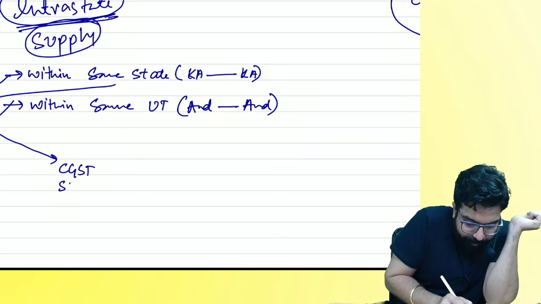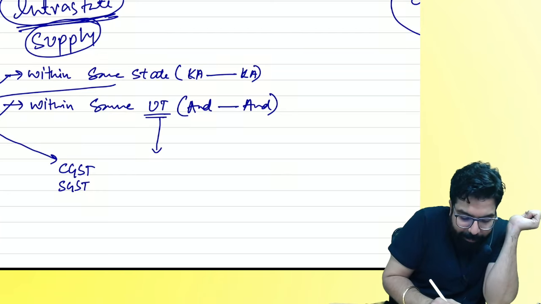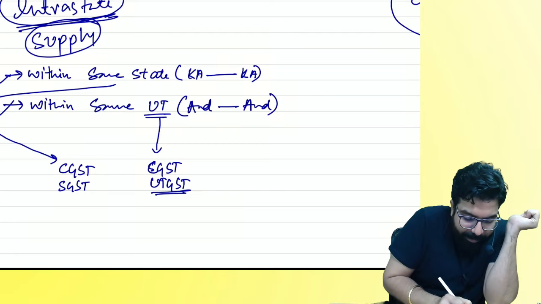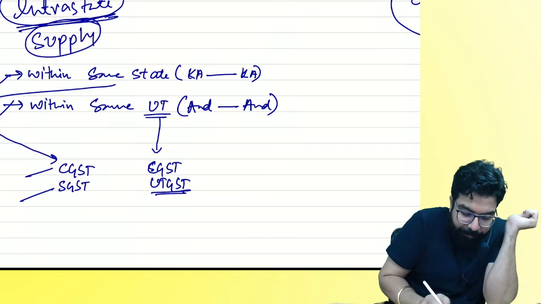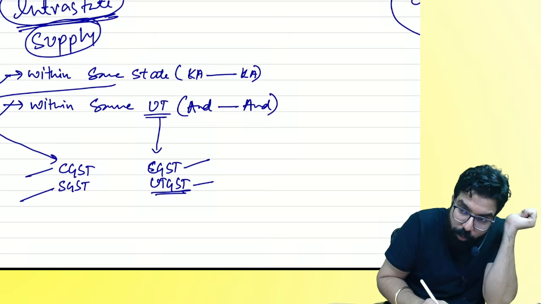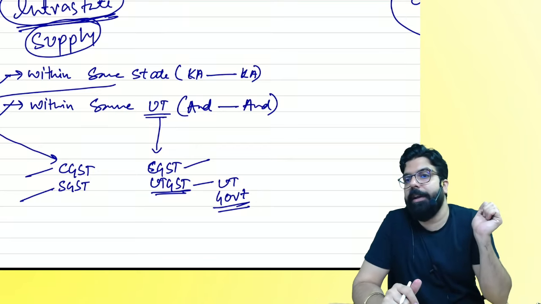Can you tell me, whenever I'm selling within the same state, what is the GST I will charge? CGST and SGST. And if I'm in a UT and selling within the same UT, I will charge what? CGST and UTGST. CGST goes to the central government, SGST goes to the state government, CGST goes to the central government, and UTGST goes to what? Union territory's government. Are we all clear till here?